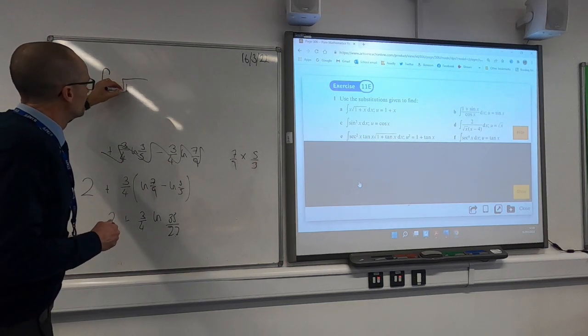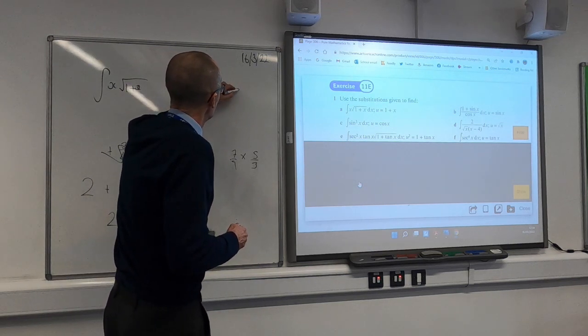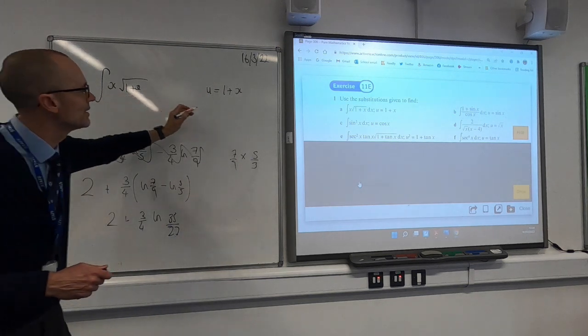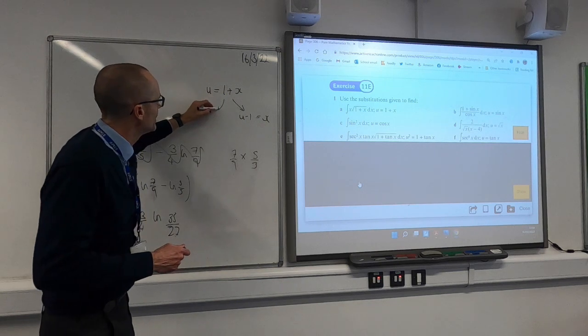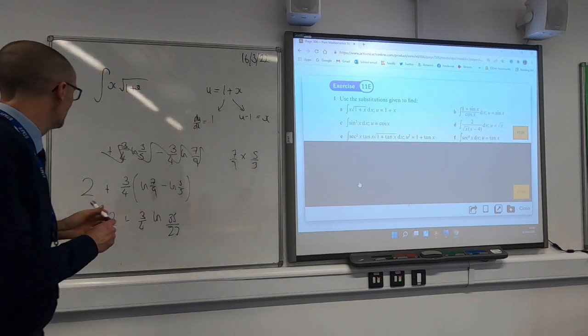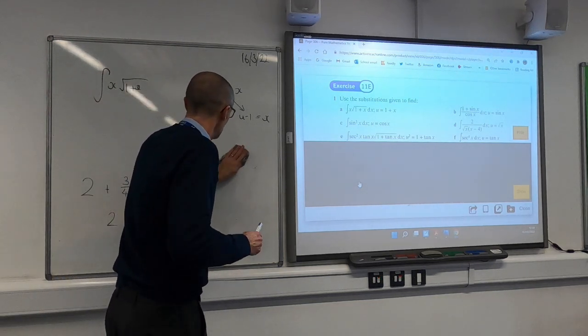We're okay with this. So u is equal to 1 plus x. So I need to do two things to that. I need to get an expression for x, and I need to differentiate it. du by dx is just 1. That's nice and easy then, isn't it? It just means that du equals dx.